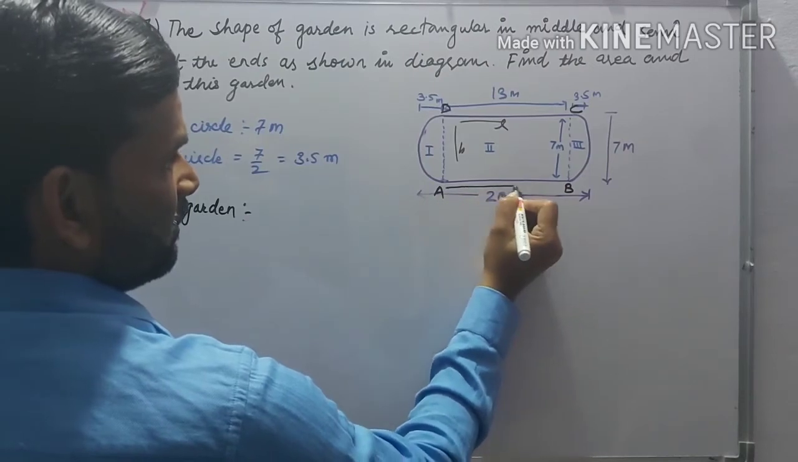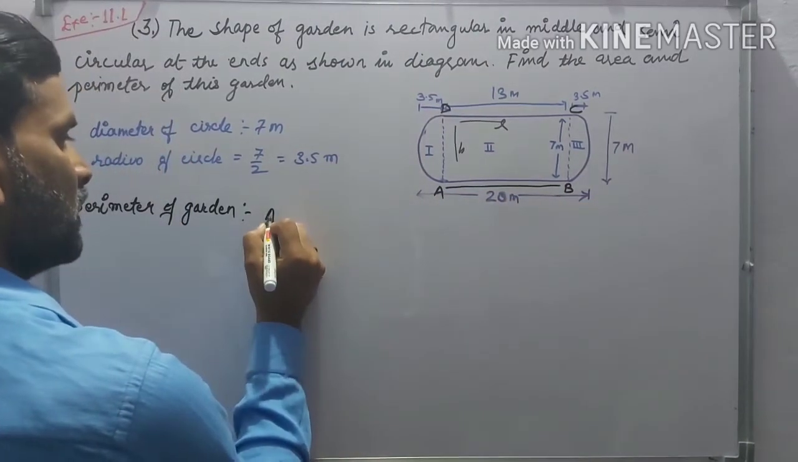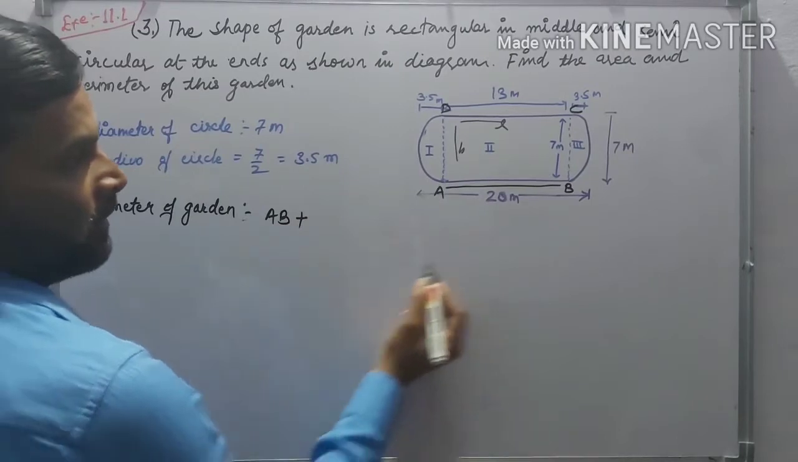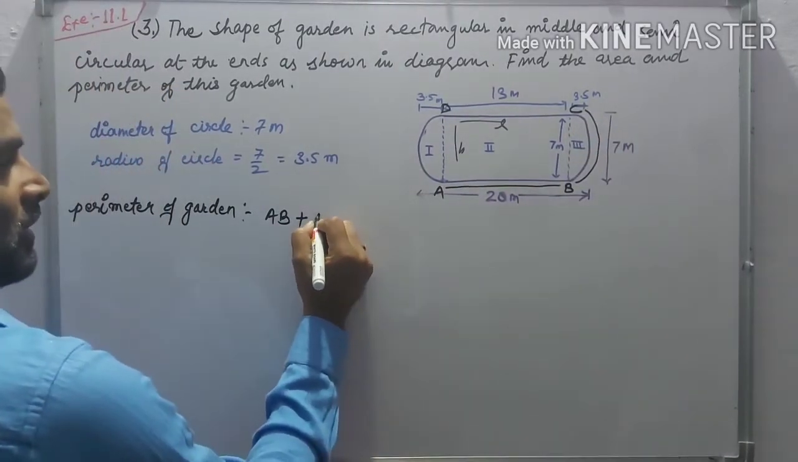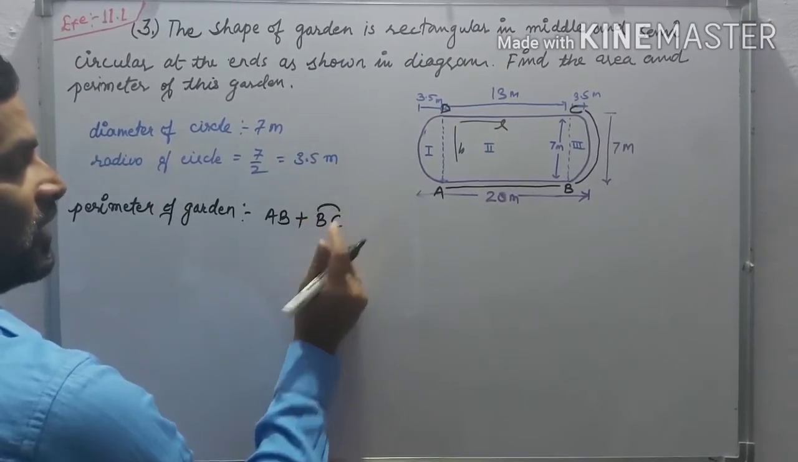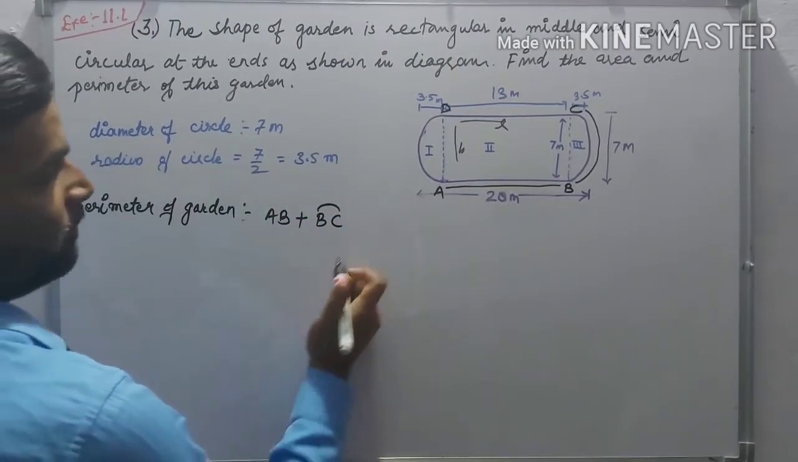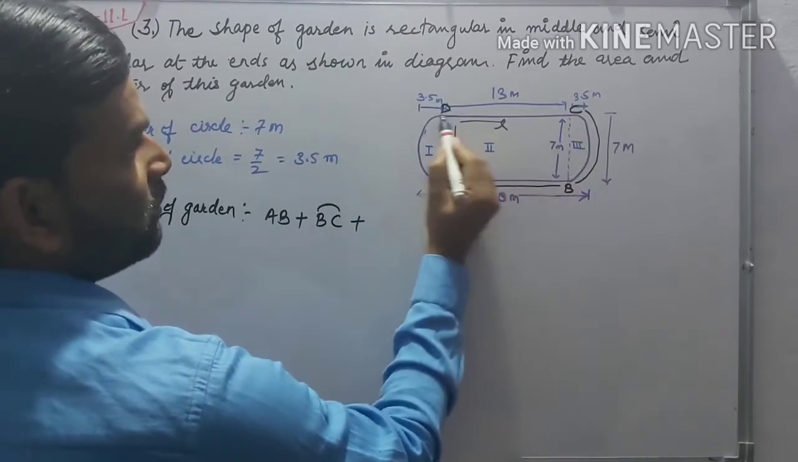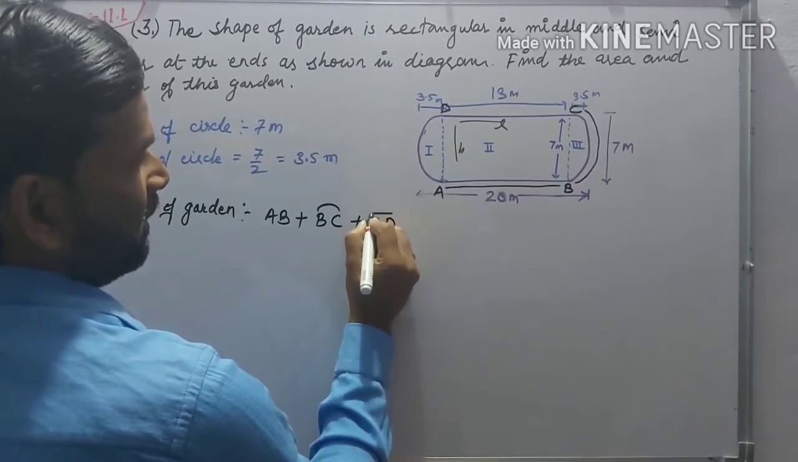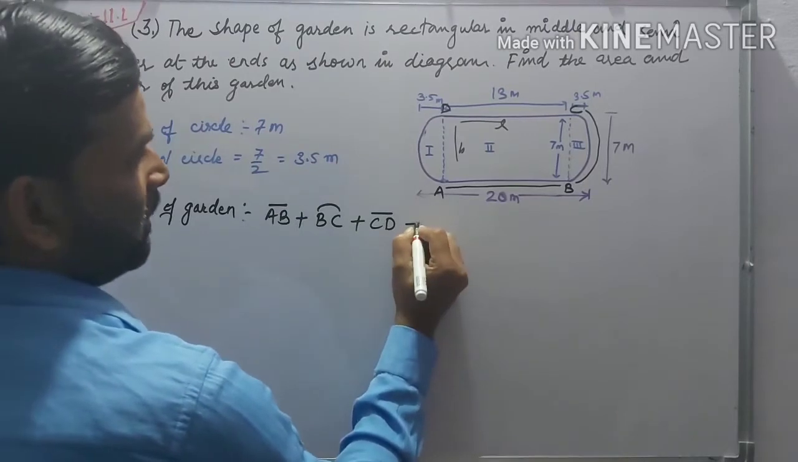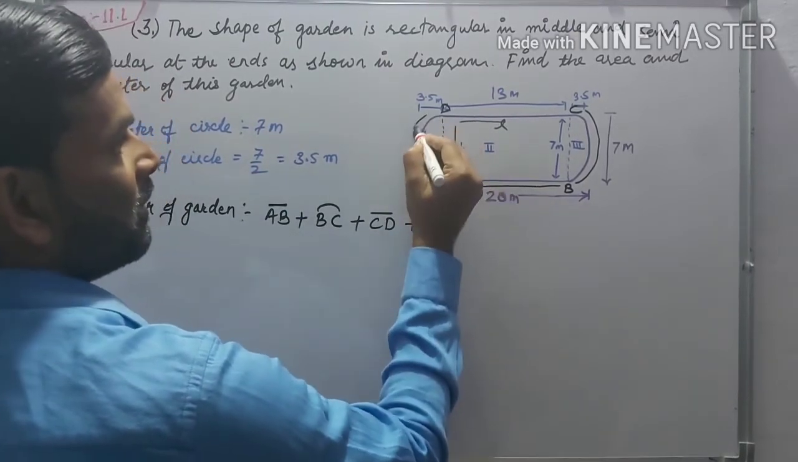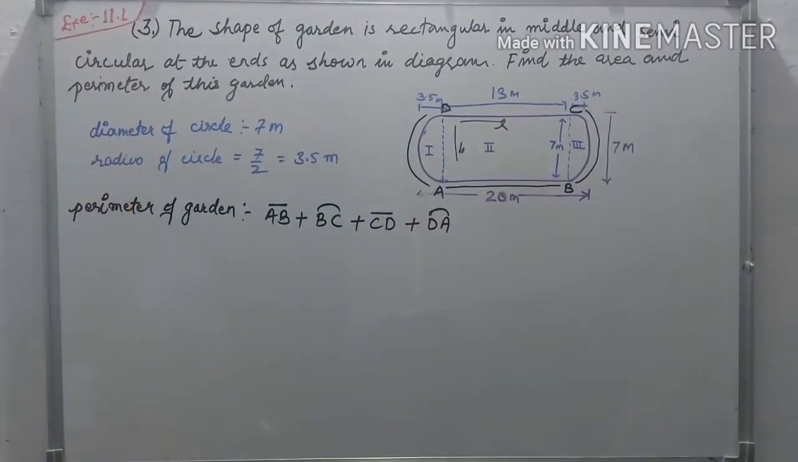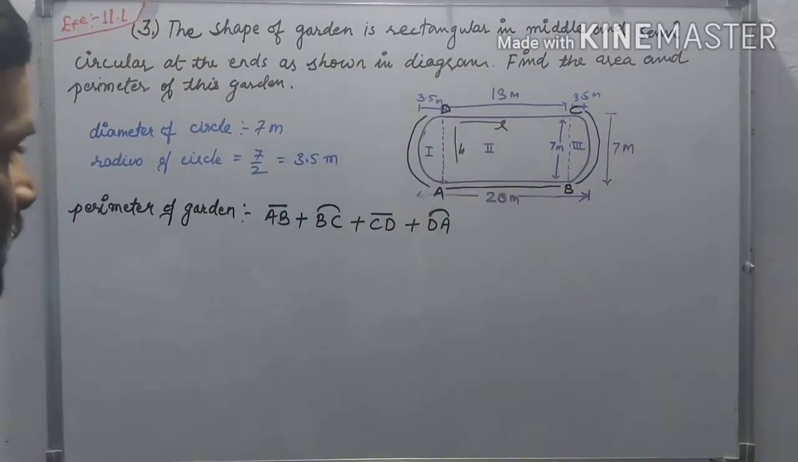So A to B means AB, then B to C means BC curve, because we have drawn a curve shape, plus C to D is a line segment, plus DA again is a curve. This is the total perimeter. Perimeter means you run around the shape.